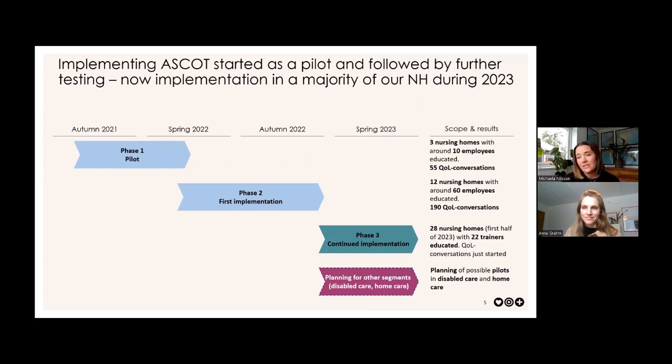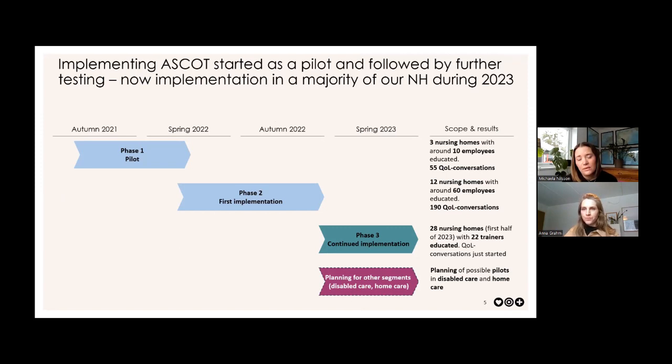We've implemented ASCOT in different phases. We had this first phase that we called pilot, where 3 nursing homes were included. We educated around 10 employees, and it resulted in 55 quality of life conversations. The next phase is what we called first implementation. We reached 12 nursing homes and around 60 employees, and it resulted in 190 quality of life conversations.